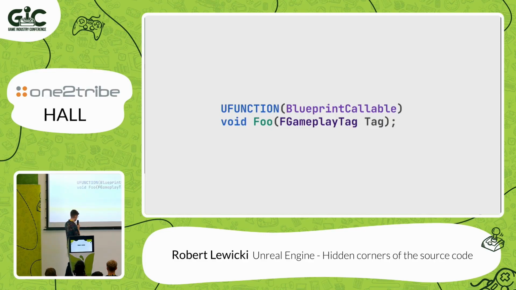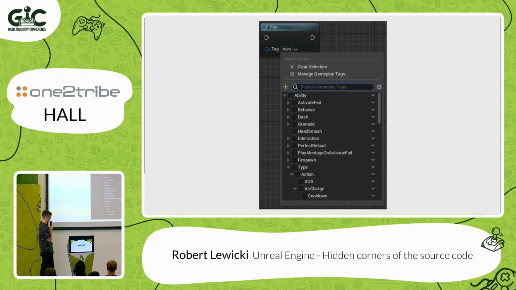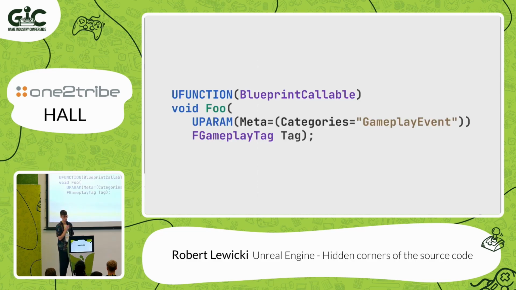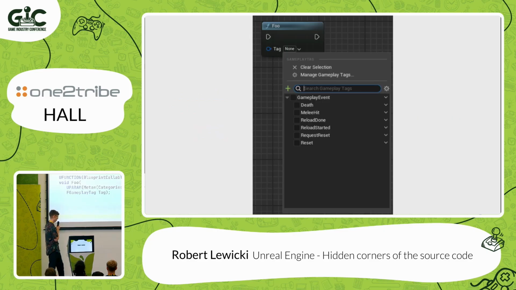And once again, it also works for parameters of a function, not just properties. So the same way, by default, if we just use a gameplay tag as a parameter, this is what we get. If we modify it like this, so we just add UPARAM again, we have only gameplay events available.